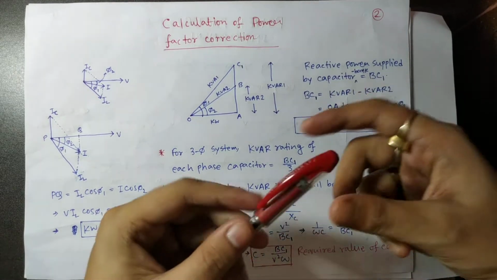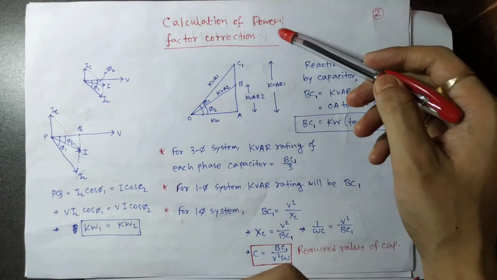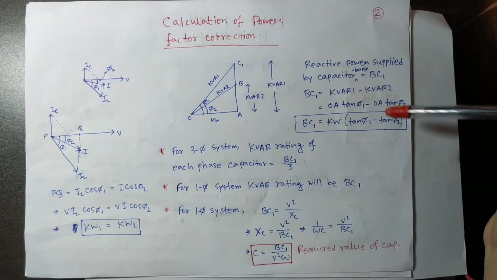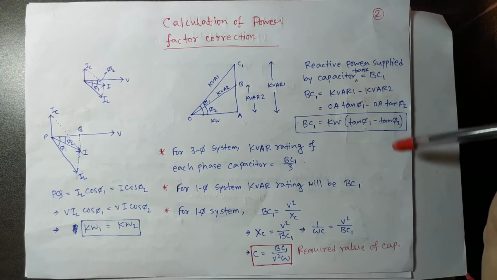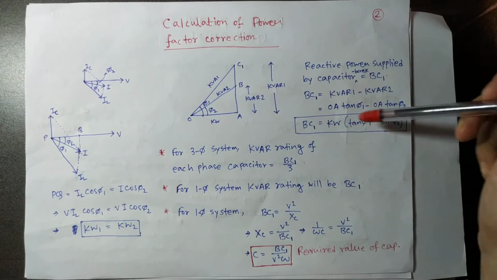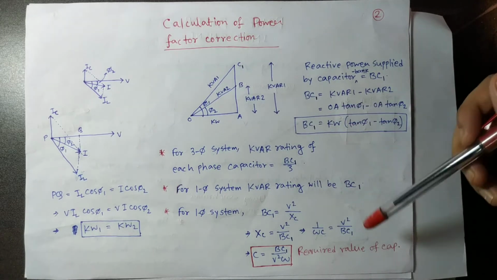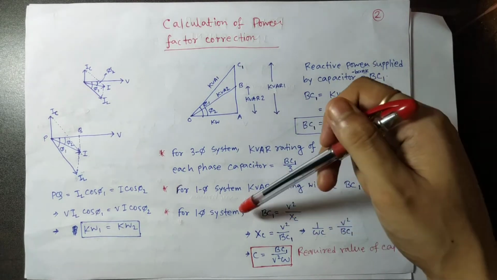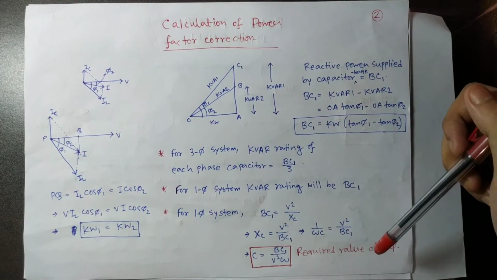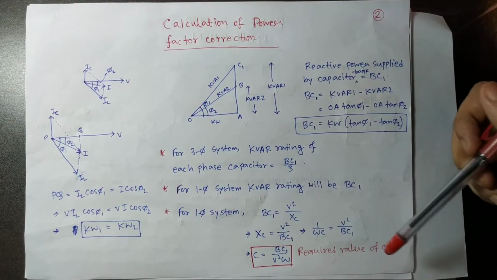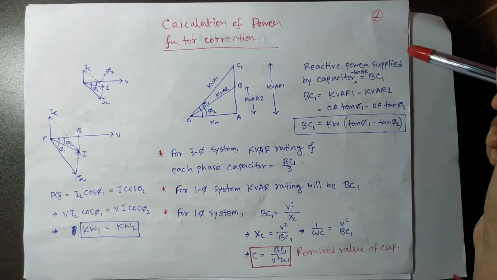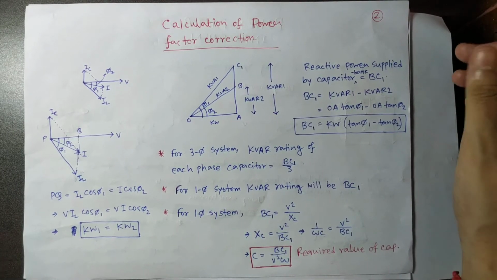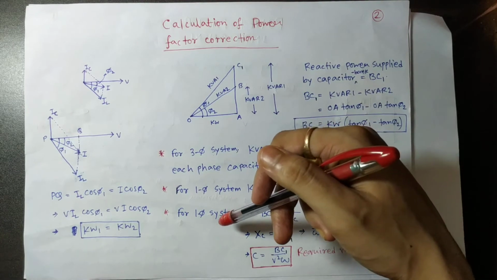So in the last video lecture I discussed the calculation of power factor correction. There I showed some mathematical derivations, and these are those mathematical expressions. We also saw, for a single phase system, what the required value of capacitor is in order to provide a certain amount of reactive power for power factor improvement, right? But that was only for a single phase system.